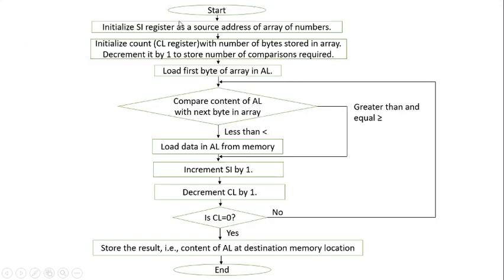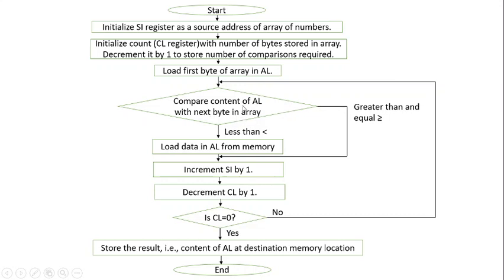This is the flow chart. We will initialize the SI register as the source address of the array of numbers, and we will initialize the count register CL with the number of bytes stored in the array. Then we will decrement it to store the number of comparisons required. If we have n numbers in an array, we require n minus 1 comparisons. Then we will load the first byte of the array in AL.